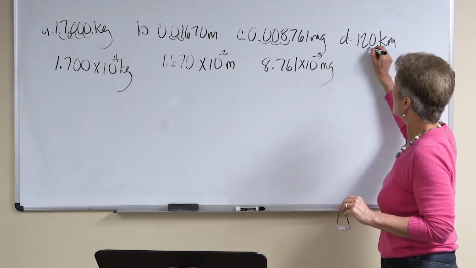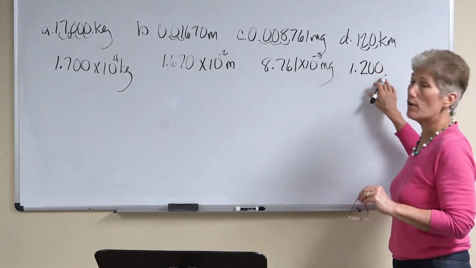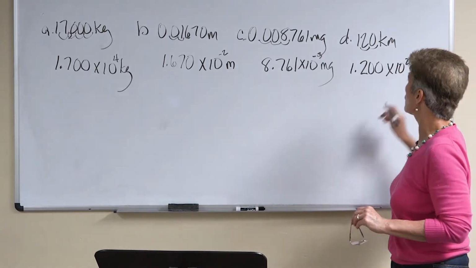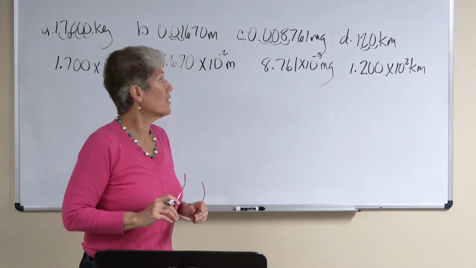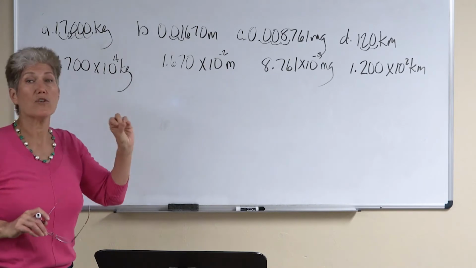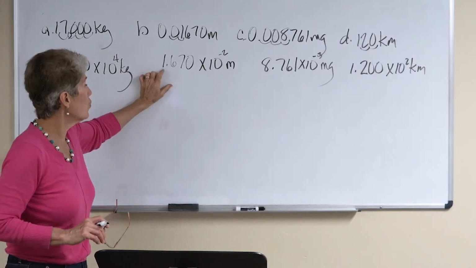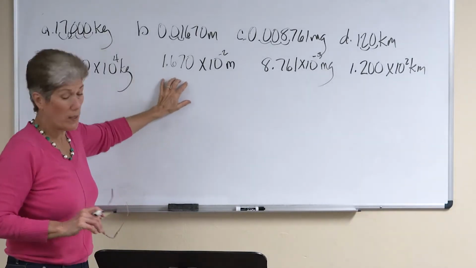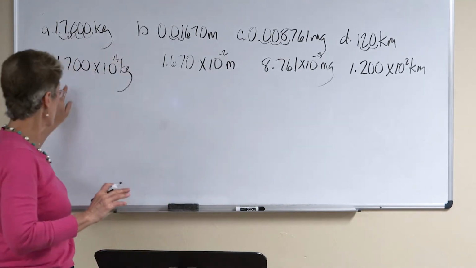And here, we're going to come back to here, 1.200, because we want 4 significant figures, times 10 to the second kilometers. And that tells me that's actually 120. So that's how you would express these in 4 significant figures in scientific notation. Remember, scientific notation just moves your decimal so that there's 1 non-zero digit to the left of the decimal. And then once again, the question was to do these with 4 significant figures each. So that's what we did.